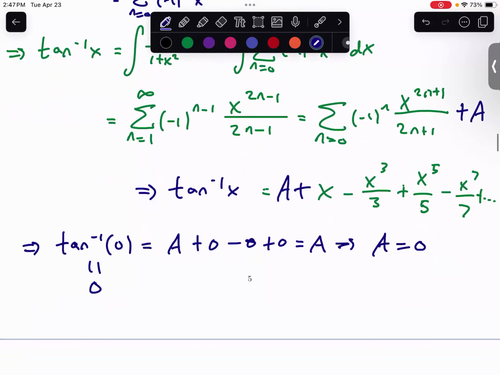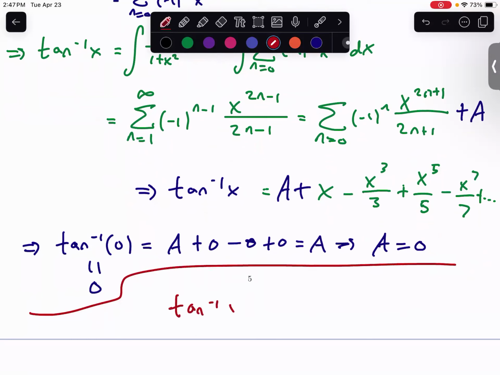So you end up getting exactly what I had written before, but I wanted to make sure that if it shows up on the homework, you know how to find what the constant ends up being equal to. So we end up getting x minus x cubed over 3 plus x to the 5th over 5. What I had written above, right? But now you know how to find constants as well.